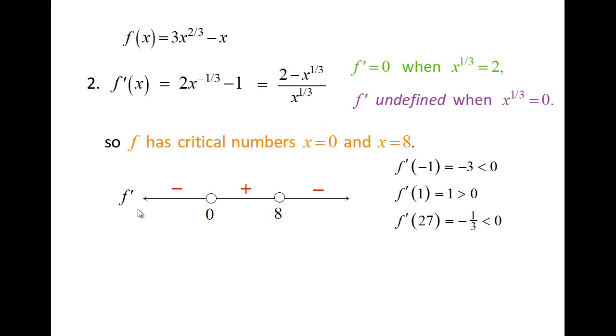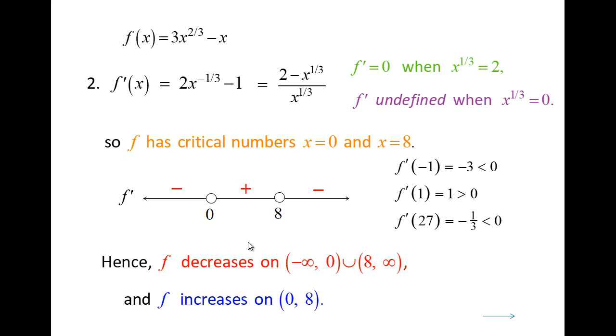So we got that f prime is negative up to 0, between 0 and 8 it's positive, and after 8 it is negative again. So f is decreasing from negative infinity to 0 and on the interval from 8 to infinity, and f is increasing on the interval from 0 to 8. So clearly, because f is decreasing on the left of 0 and increasing on the right of 0, notice that we have a local minimum at the point 0.